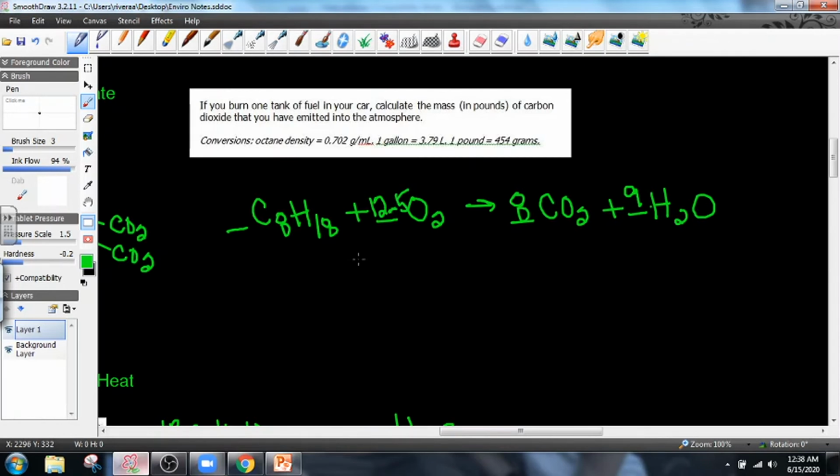All right, question is, if I burn 1 tank of fuel, all right, my fuel tank is like 16 gallons of octane. If I burn 1 tank of fuel, how much CO2 am I putting out into the atmosphere? How much? How many pounds? Can't be that much. Let's do the stoic. 1 mole of C8H18.